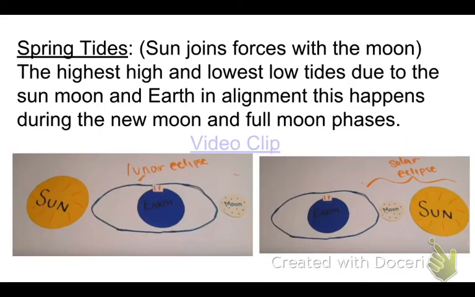And then in this example, you have your spring tides, and that is when our sun and moon and earth are lined up. So it doesn't matter where the moon is on this one, sun, earth, moon, this one, earth, moon, sun. It doesn't matter how they're lined up, but when they are in a nice straight line, that is when we get spring tides. Let me show you a quick video clip.